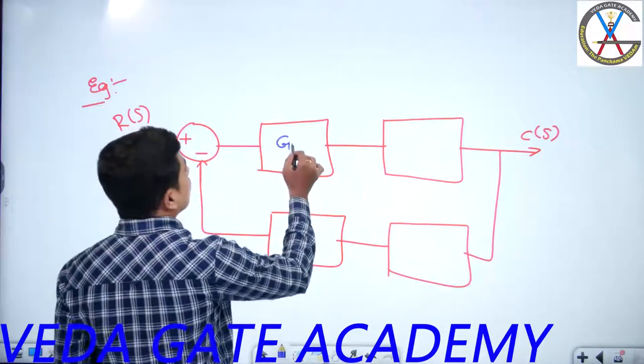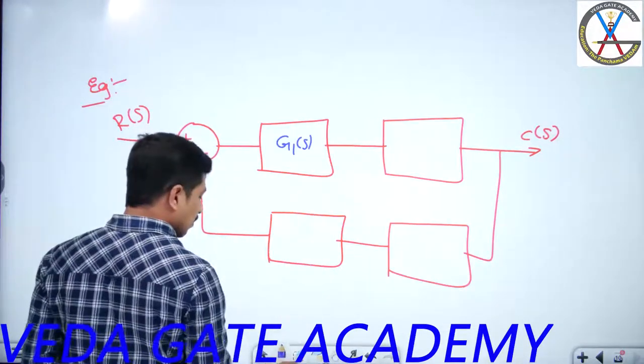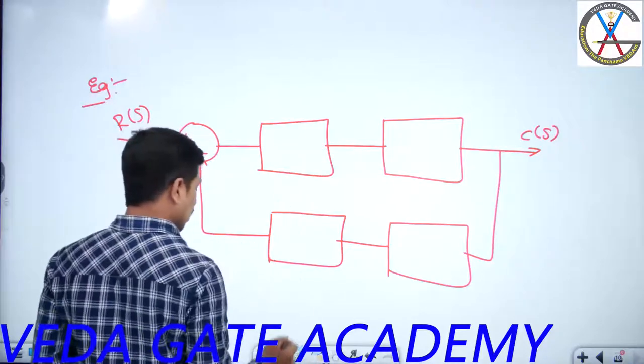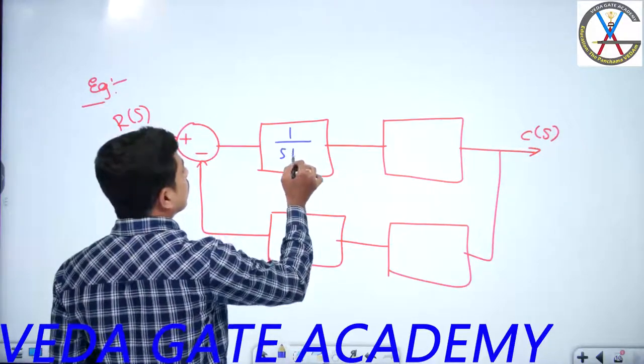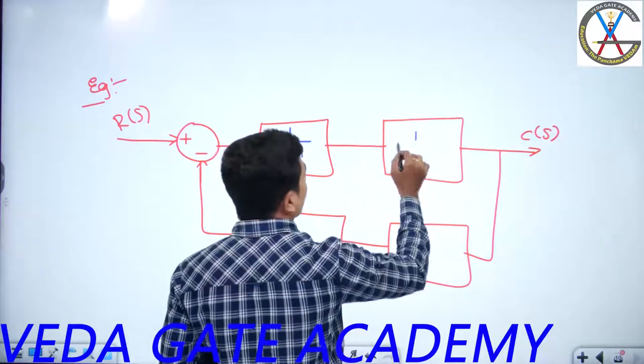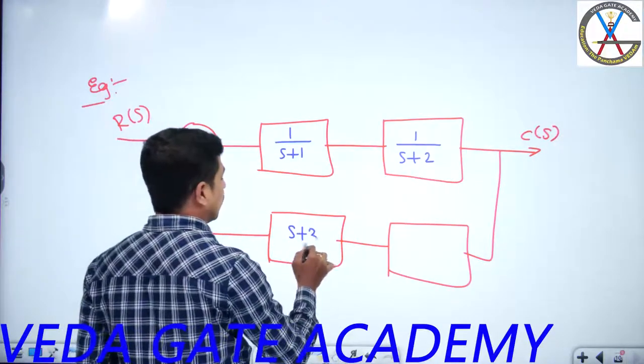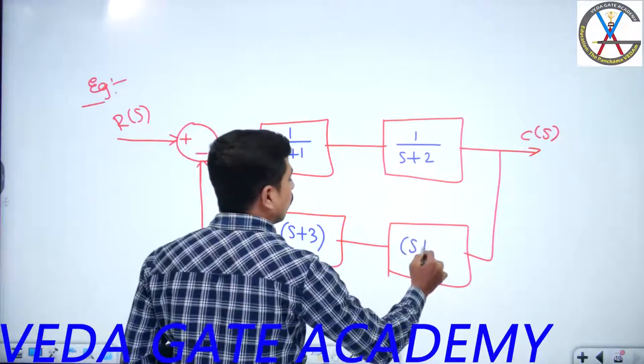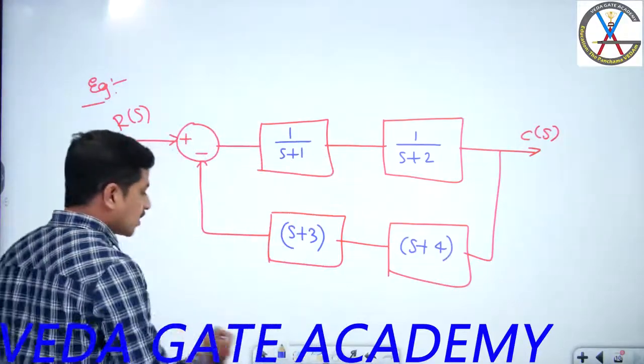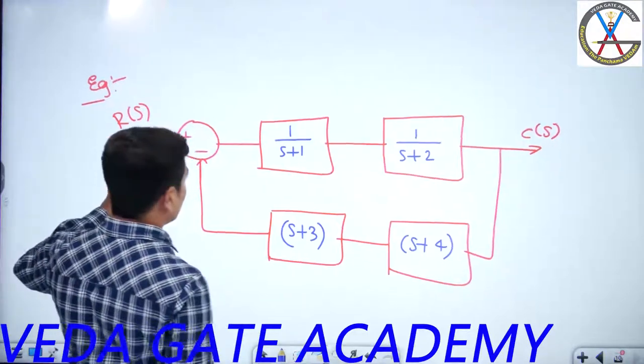I'm writing this as some G1 of S and G2 of S. Let's take some functions itself. 1 by s plus 1. This is 1 by s plus 2. This is s plus 3. This is s plus 4. Now, let's write all the possibilities here.